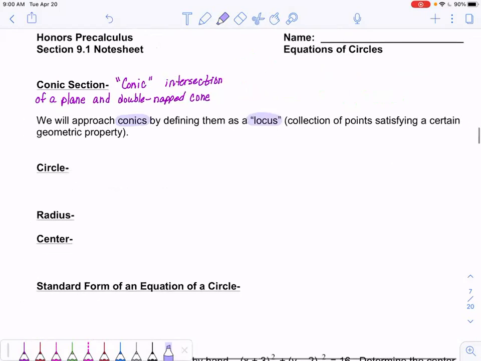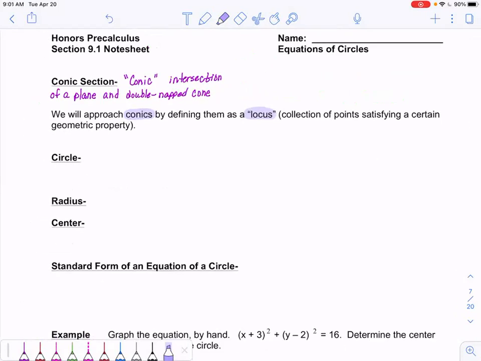We'll obviously go into a little more detail with those circles because we're going to be algebraically trying to take an equation and get it into a circle form. So it does say underneath the conic section that we will approach conics by defining them as a locus. A locus is a collection of points satisfying a certain geometric property. So each one of these conic sections that we look at has a specific property that matches some type of geometric property. But it's going to start off with a collection of points or a set of points.